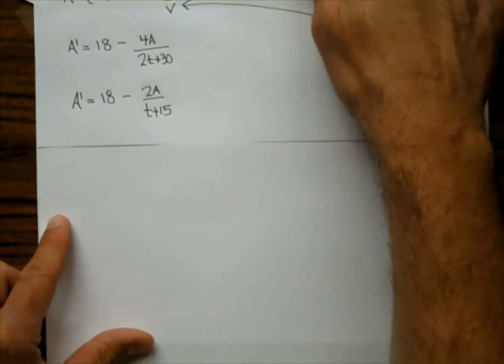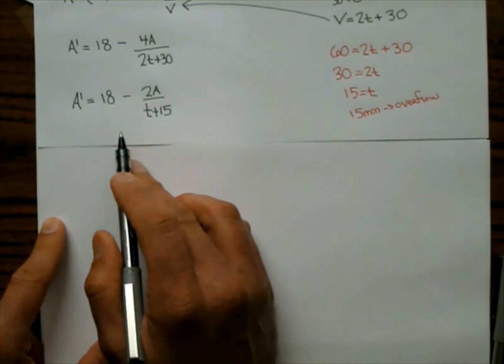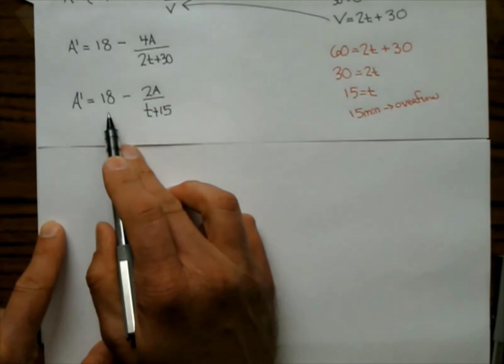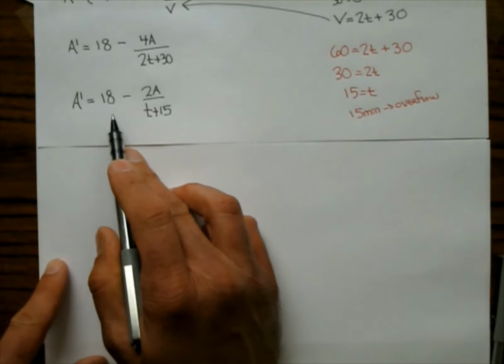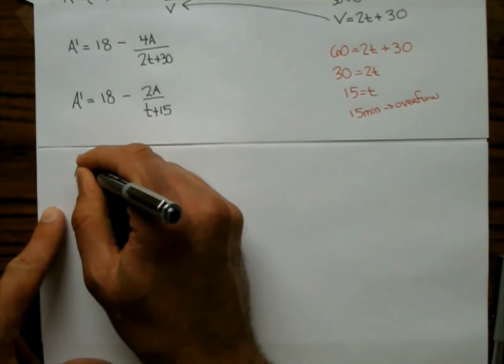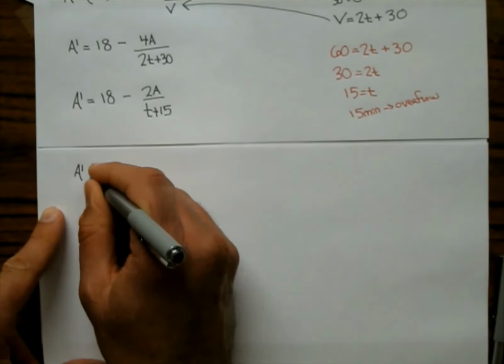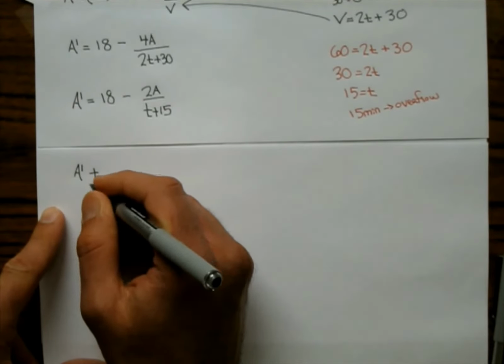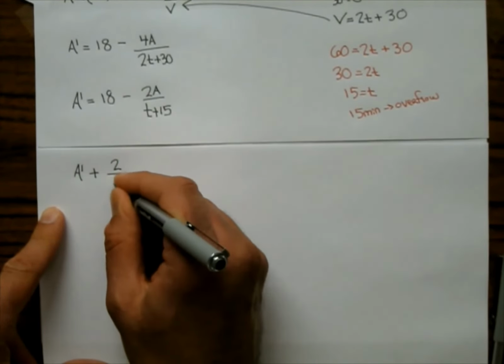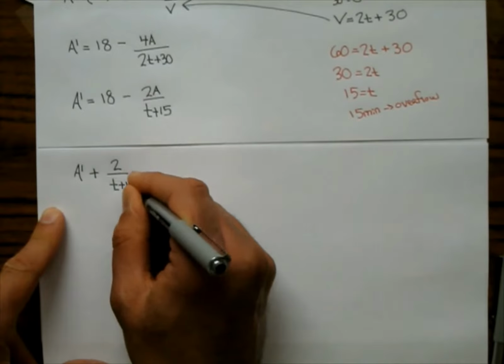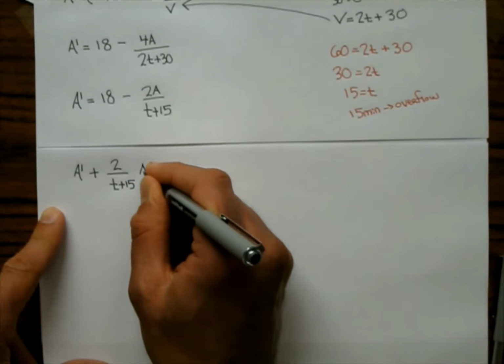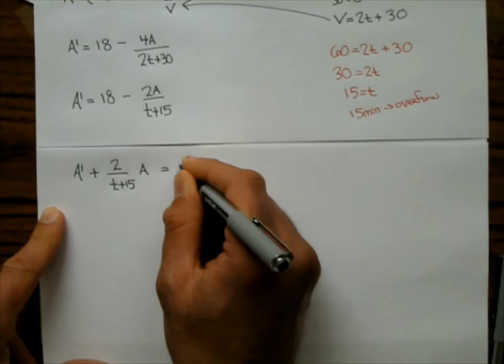Okay, so I'm trying to solve this differential equation here. It's not separable because of this 18. I think it's going to be linear. We have A prime plus 2 over t plus 15 A. This is going to equal 18.